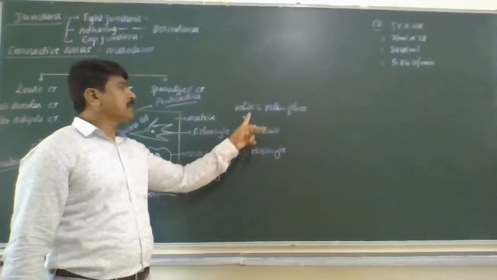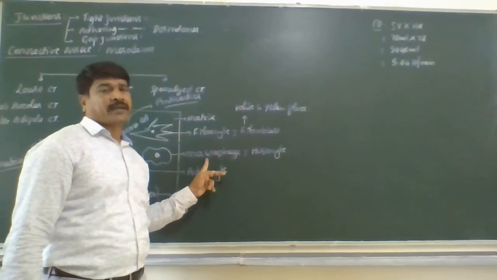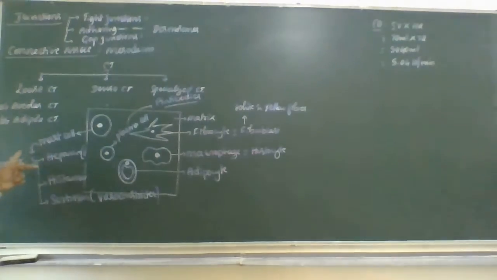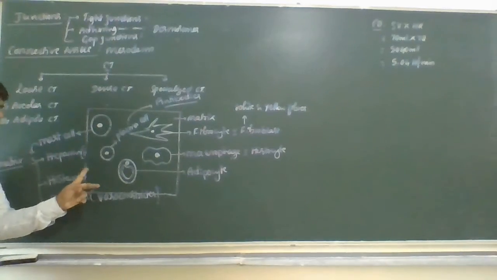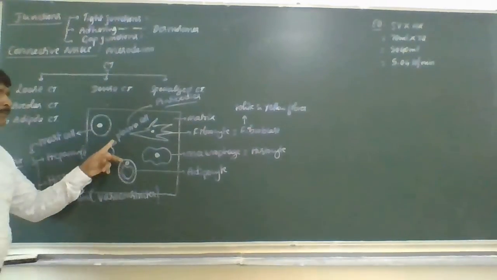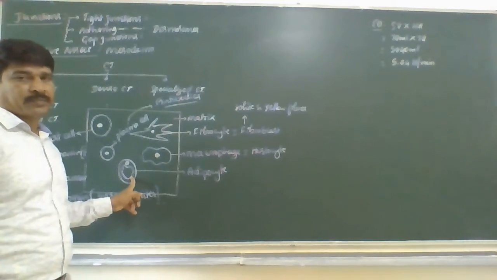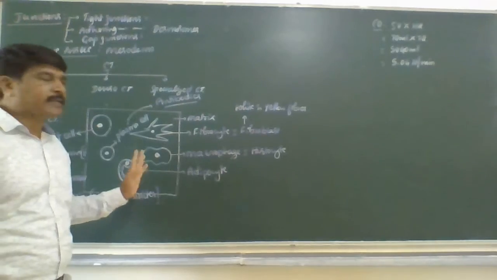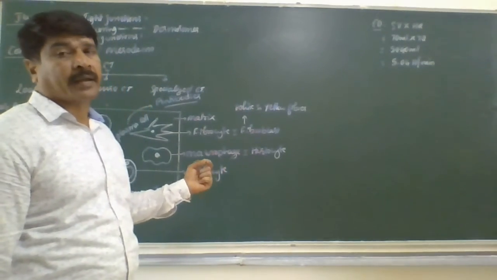Fibrocytes or fibroblasts secrete white and yellow fibers. Macrophages, phagocytic in nature, engulf the bacteria and dead cells. Then mast cells secrete the matrix and 3 secretions: heparin, anticoagulant; histamine, vasodilator; serotonin, vasoconstrictor. Plasma cells produce antibodies. Then adipocytes are meant for storage of the fat. Clear? Next, let us come to the fibers present in the matrix of the areolar connective tissue.